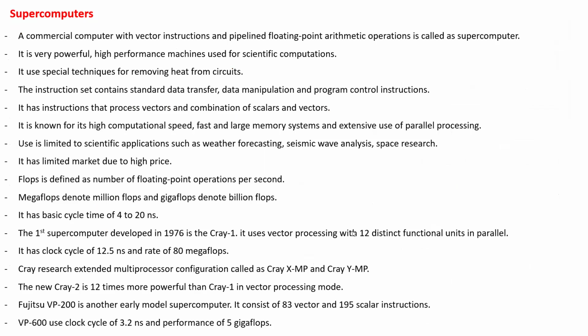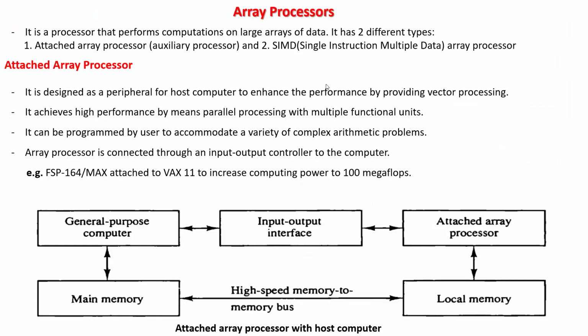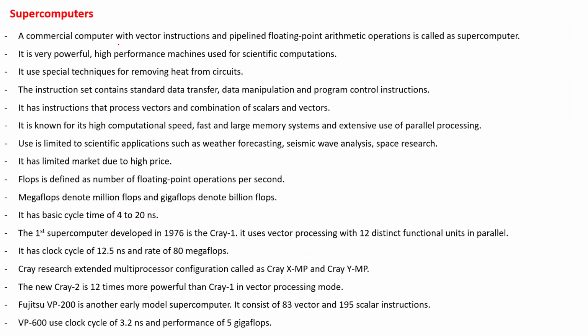So next we have the supercomputer, and how this supercomputer is going to work. Sometimes maybe we have some history about supercomputers, how they work and when they came into the market. The first commercial supercomputer came in 1976.